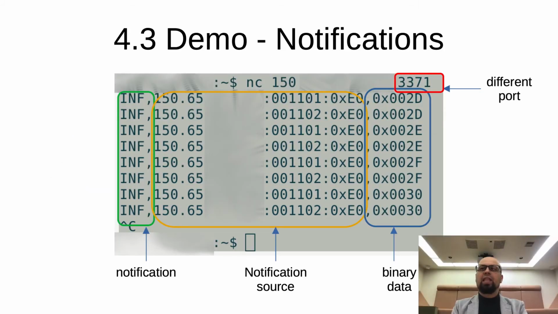Finally, the backend is capable of providing a live stream of notifications that are multicast throughout the ECHONET Lite network. The first field is marked with the initials INF, then comes the notification source formatted as a target, and finally the binary data. This notification stream is available through a different port.